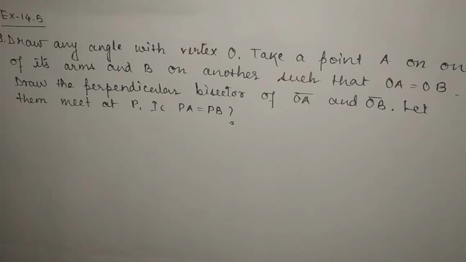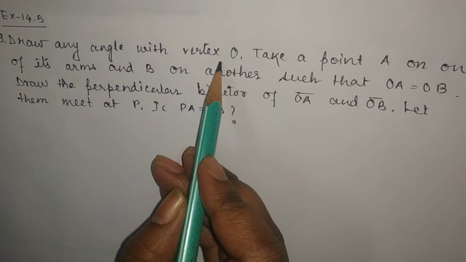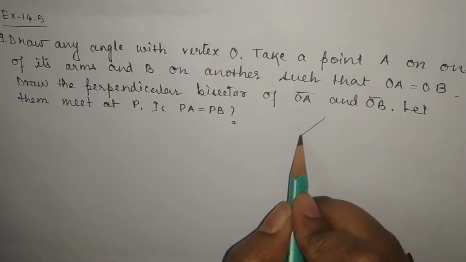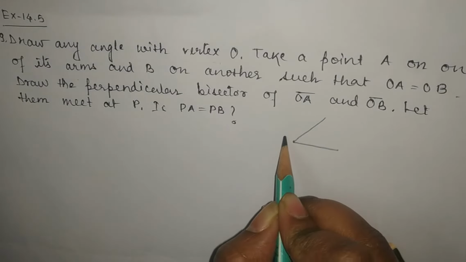Hello everyone, now we are going to start question number 9 of exercise 14.5. In this question we have to draw any angle with vertex O. Suppose this is an angle with vertex O.